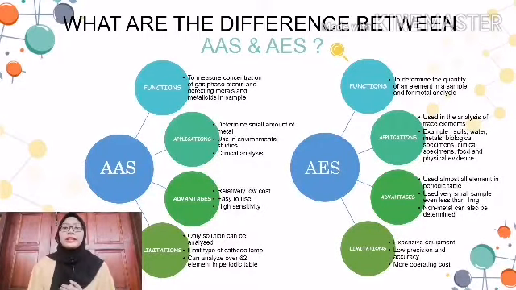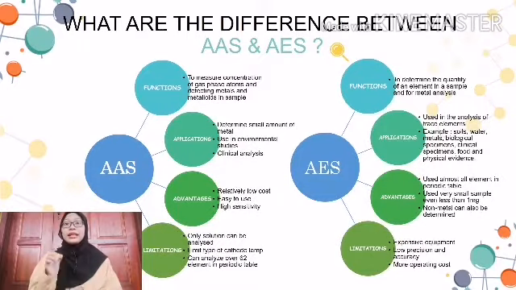Limitations for AES: expensive equipment, low precision and accuracy, used mainly for metals, and higher operating cost than absorption techniques. For absorption: only solutions can be analyzed, it is more geared towards liquids rather than solids, and it can analyze only 62 elements. And lastly, it is limited to certain types of cathode lamp, which are very expensive.